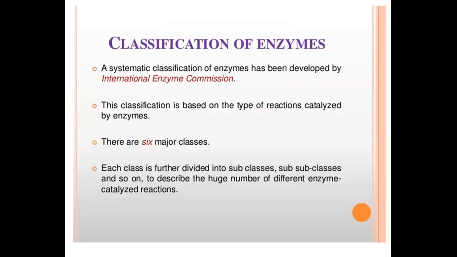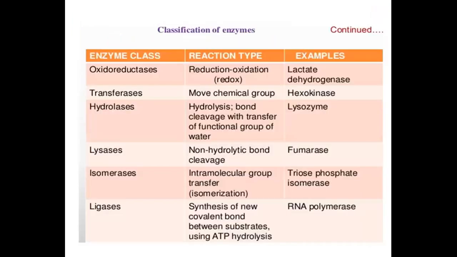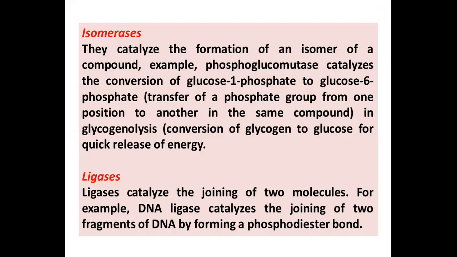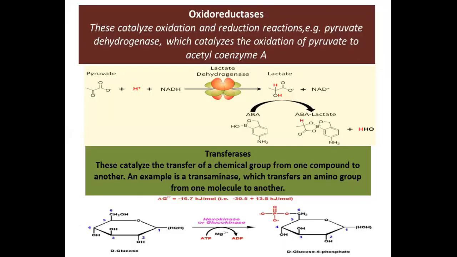If I'm going for classification, various classifications are there. There are 6 major classes: oxidoreductase, transferase, hydrolase, lyase, isomerase and ligase. Oxidoreductase is particularly doing the oxidation and reduction reactions. Here the lactate dehydrogenase participates in the oxidation and the reduction reaction.